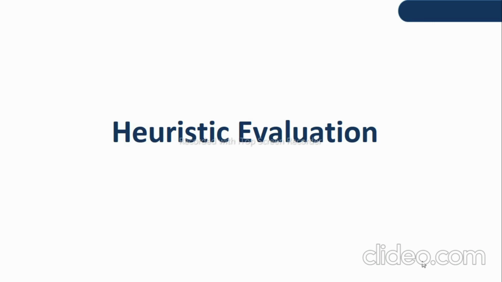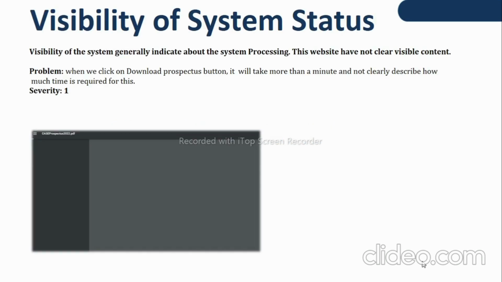First one is heuristic evaluation. The first main point of heuristic evaluation is visibility of the system status. As you know, visibility of the system status generally indicates what the system is processing, what the system process is. Well, let's take an example.